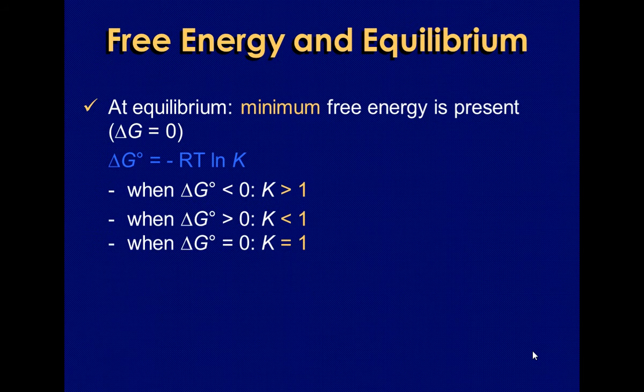Delta G is equal to negative RT natural log of K. When your delta G is 0, then your K is 1. So you're not favoring the reactants or the products. The ratio between the two is the same.